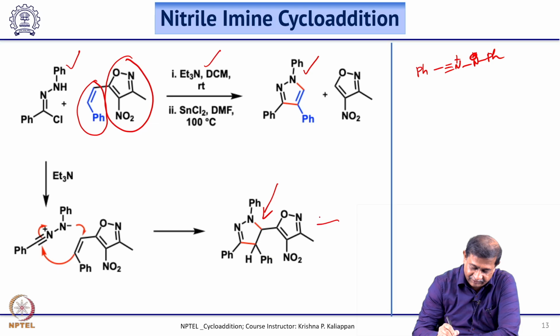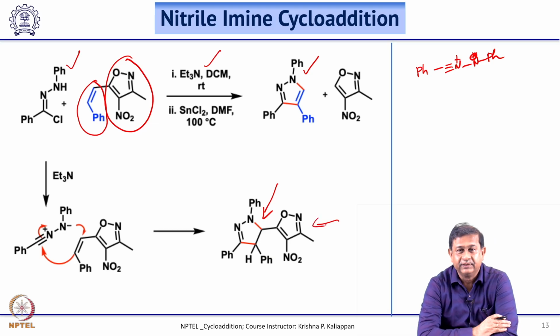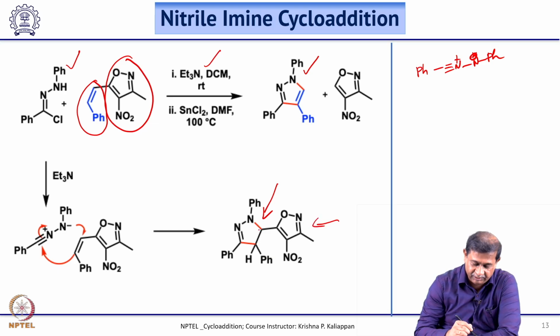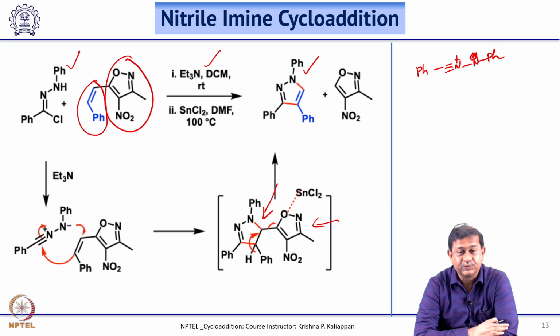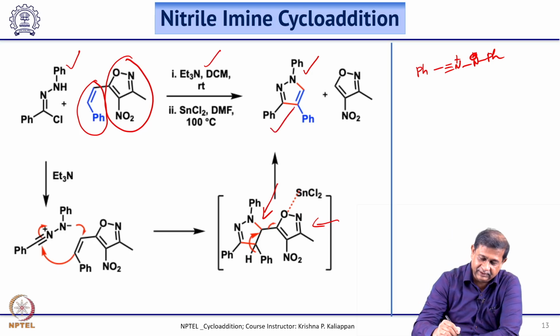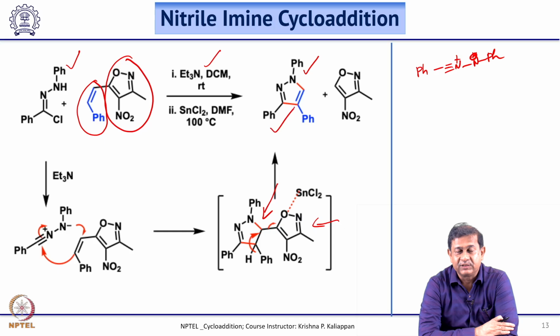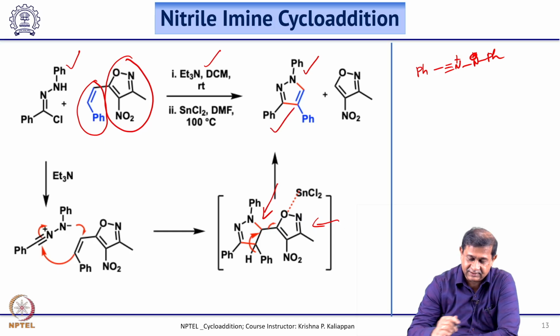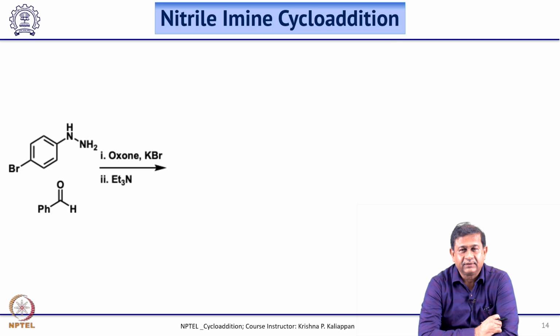Now you have this pyrazole, so this can undergo elimination, and when you use acid under that condition, you get your 1,3-dipolar cycloaddition product as well as the oxazole. There are many methods to make nitrile imines.